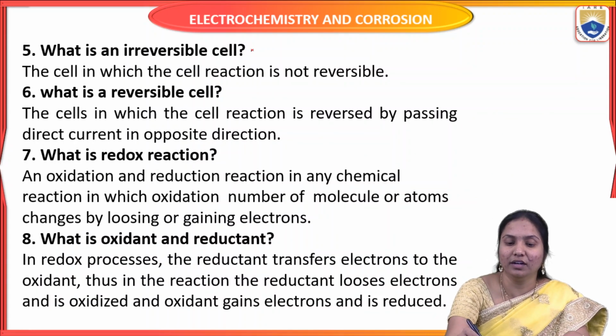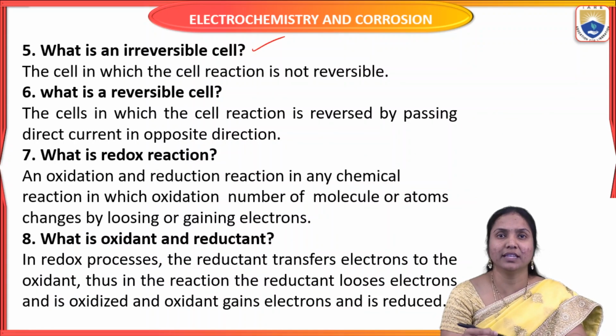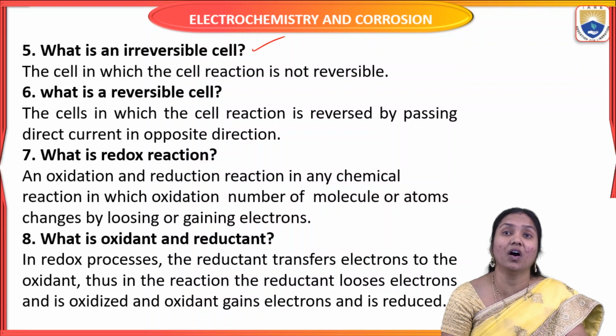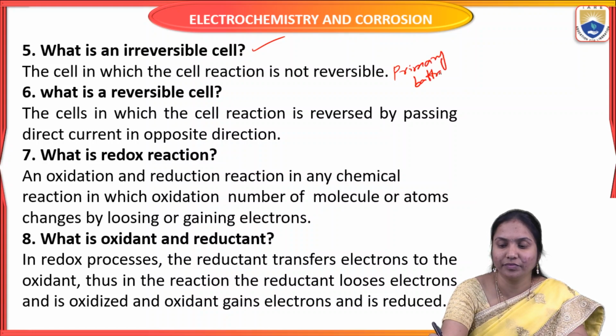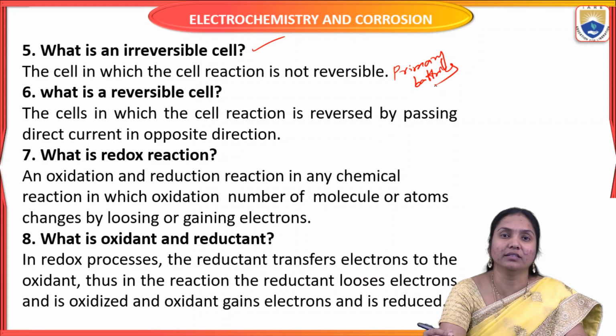So what is an irreversible cell? The cell in which the cell reactions are not reversible. The best example is primary batteries, because in primary batteries the cell reactions are not reversible.